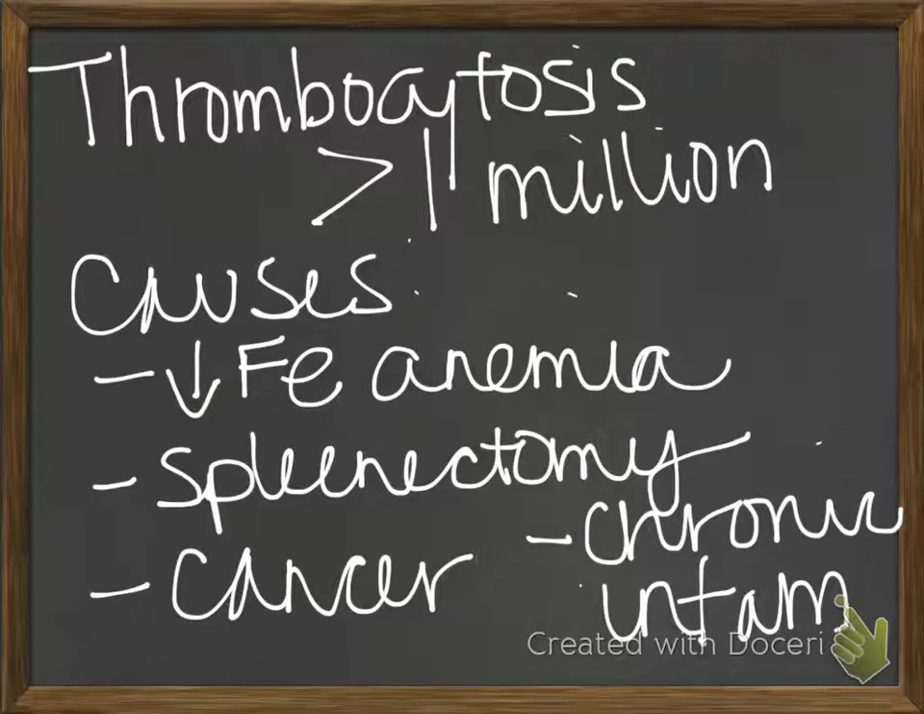So, increased platelet function, we get clots, we get disruption of blood flow, and this is called thrombocytosis. And the main characteristic of this is greater than 1 million platelets that you'll see in lab. Causes are iron deficiency anemia. If someone has a splenectomy, because remember, when we have a splenectomy, a third of our platelets are stored there, and that's where they undergo apoptosis and such. Cancer can cause the same thing, as well as chronic inflammation.